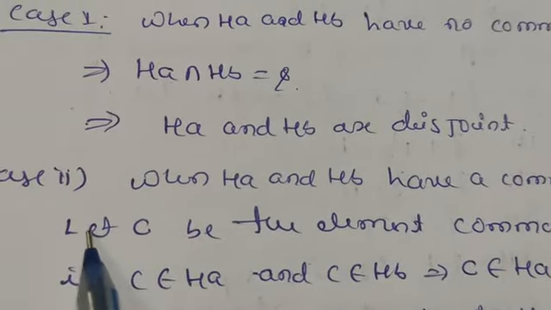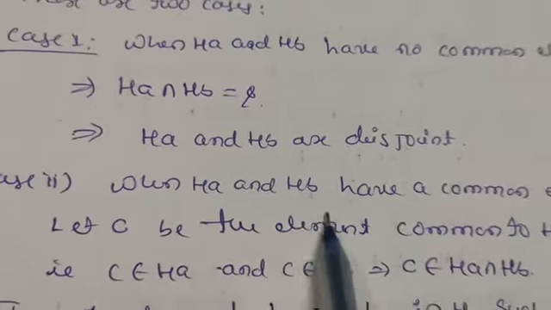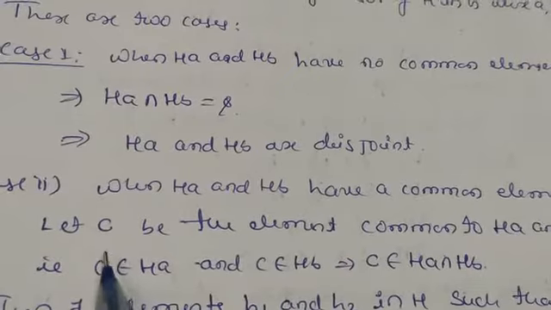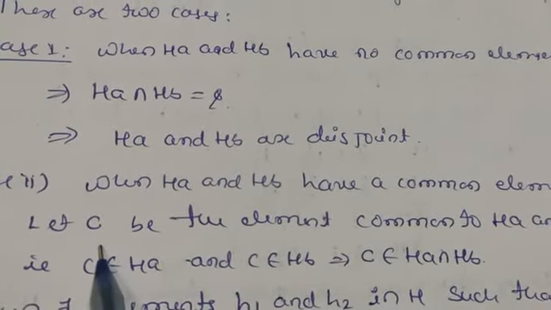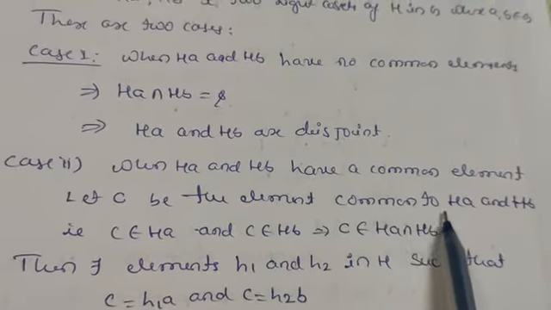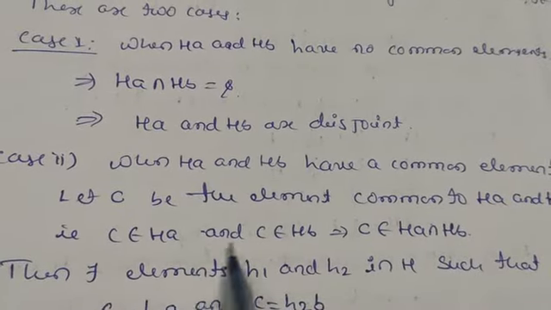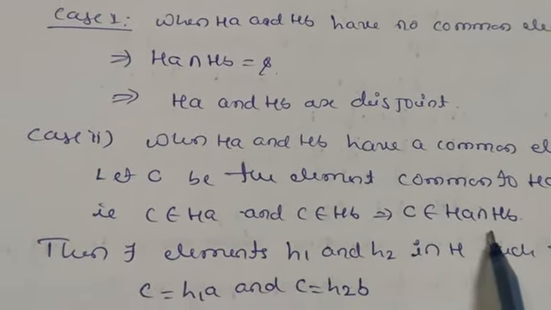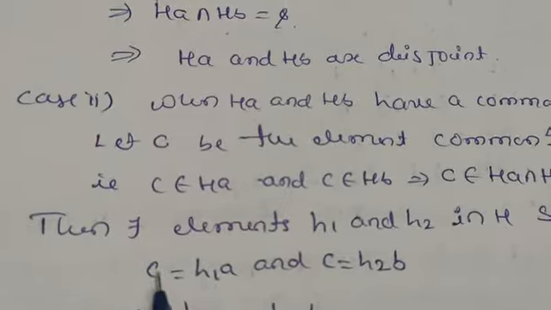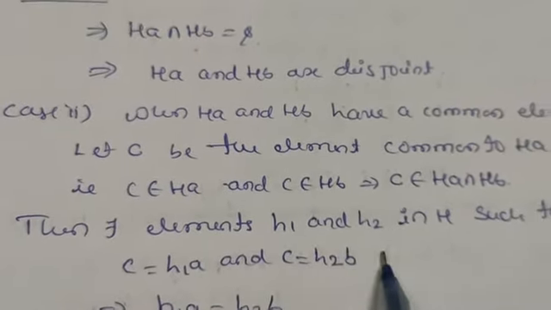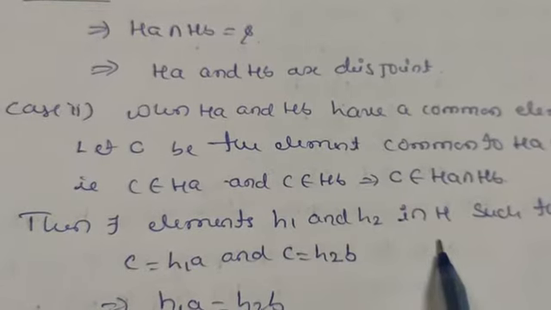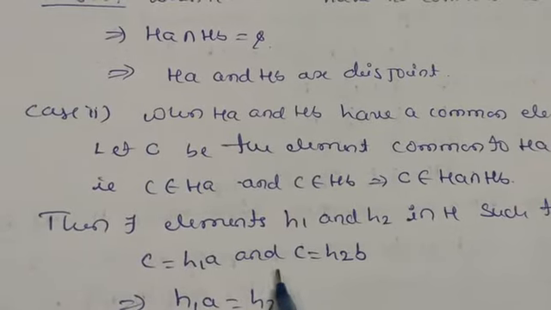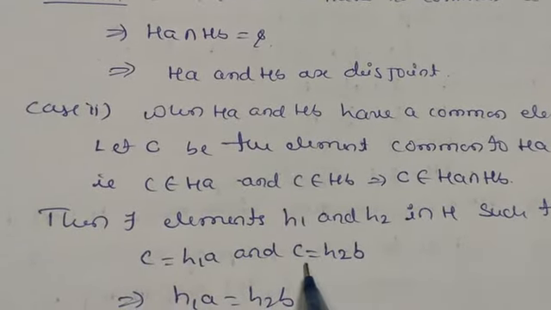Let us take case 2, when HA and HB have a common element. Suppose they have some common element. Let C be an element which is common to both HA and HB, that is, C belongs to HA and C belongs to HB. This implies C belongs to the intersection HA intersection HB. Then there exist elements H1 and H2 in H such that C is equal to H1A and C is equal to H2B, because C is the common element in both.